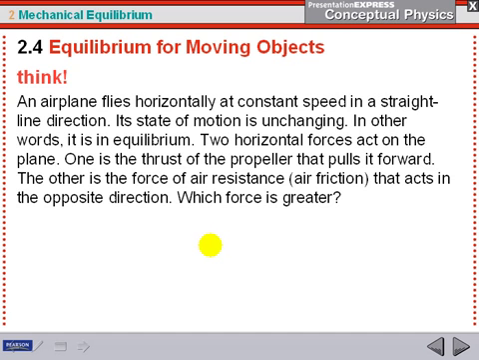An airplane flies horizontally at constant speed in a straight line direction. Its state of motion is unchanging. In other words, it is in equilibrium. Dynamic equilibrium, because it's actually moving.